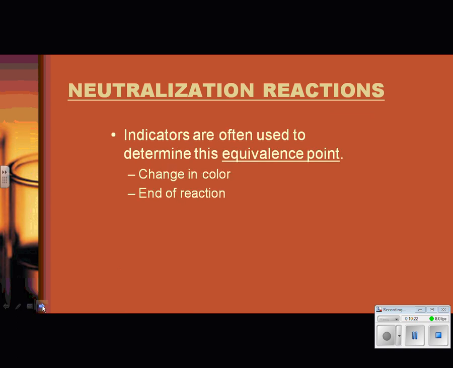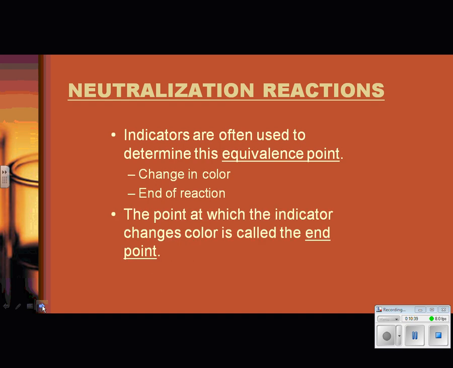Now, still underneath the titration section, indicators are going to be used to determine what's called the equivalence point. This will be a change in color of your analyte, and it will end the reaction. It will symbolize the end of the reaction. This specific point, when the indicator changes color, is known as the end point.